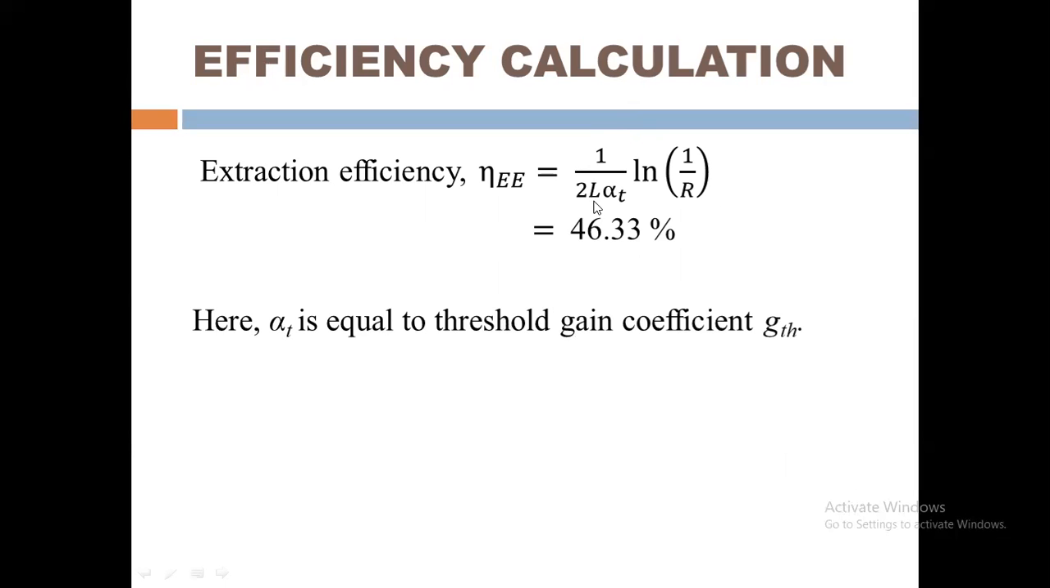Next, I have calculated the extraction efficiency, and for extraction efficiency we need the threshold gain coefficient, alpha t, the reflectance of the laser, and the length of the laser. By using this equation, the calculated extraction efficiency is 46.33% for my designed laser.